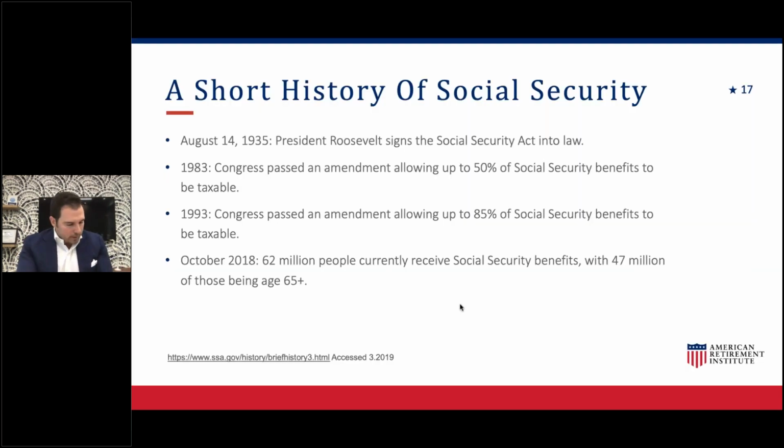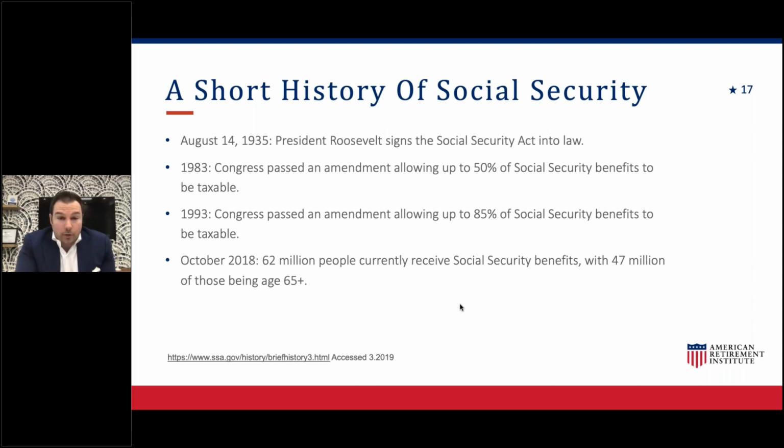Brief history of Social Security, page 17 in your workbooks and PDFs. August 14, 1935, FDR signed Social Security into law. I can't remember the lady's first name, but it was a lady who received her first check, and I think it was for $100 or $200. It might be listed here in the workbook.